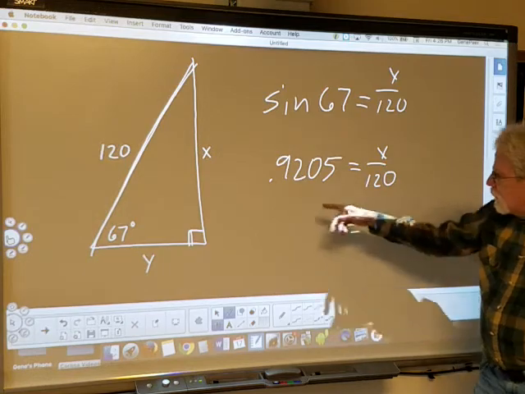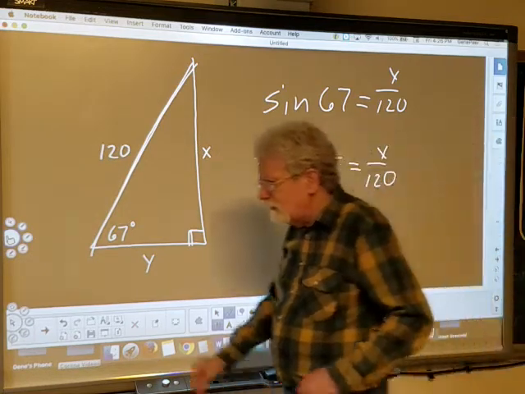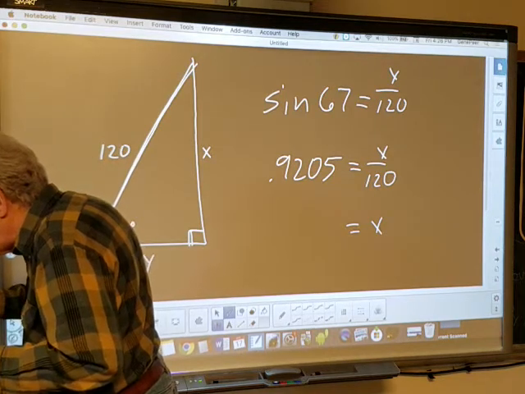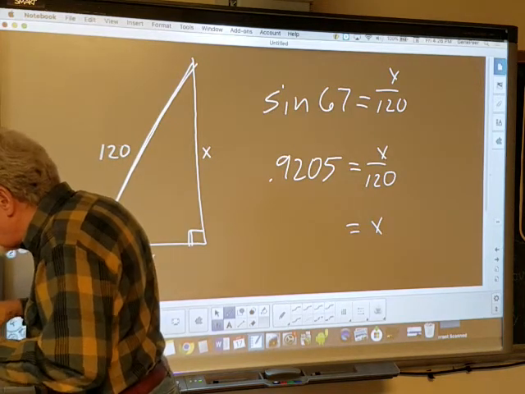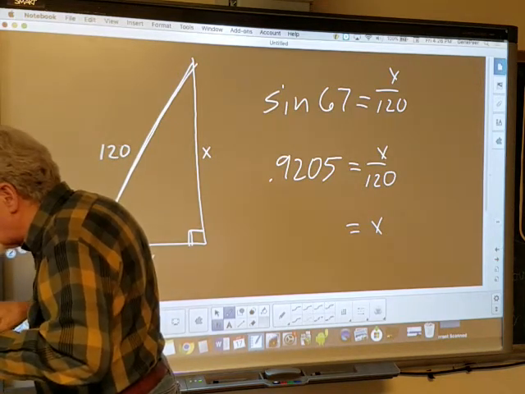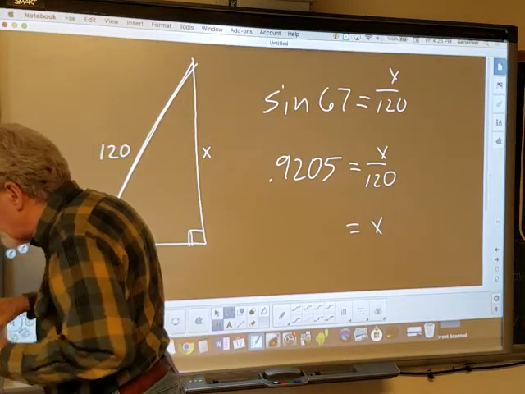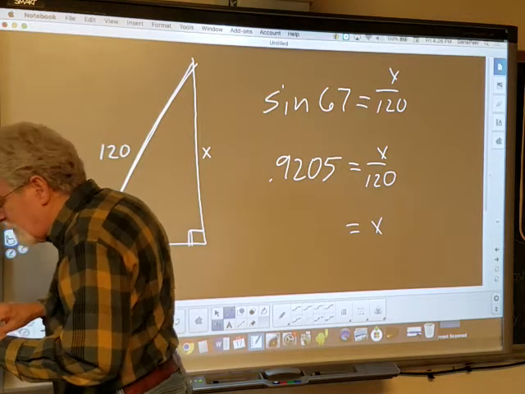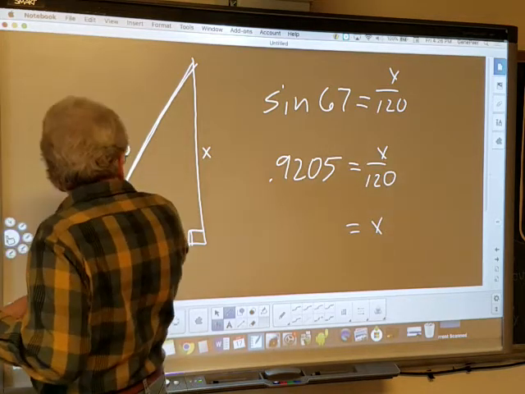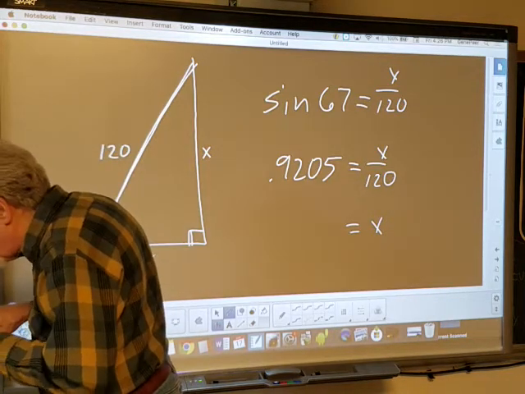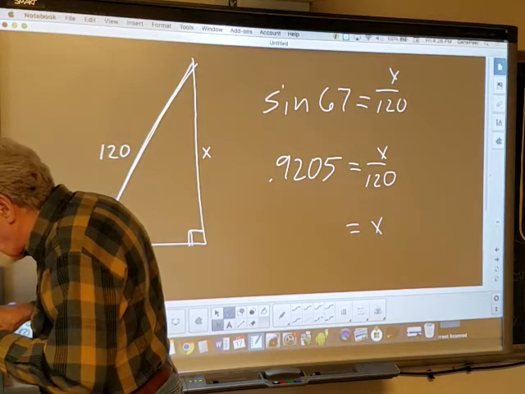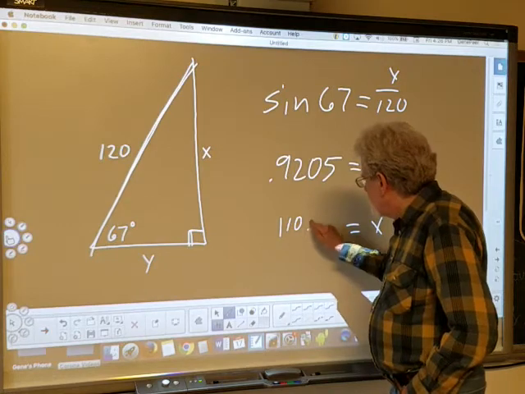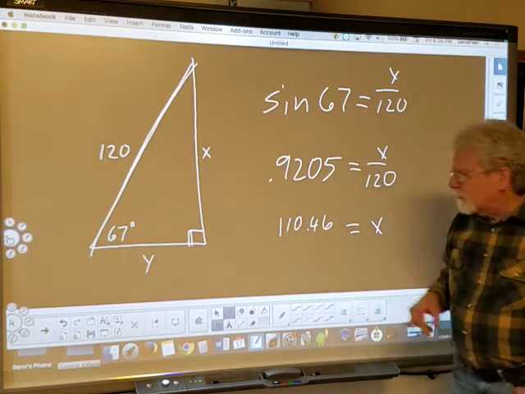x is whatever 0.9205 times 120 is, and I'm just sneaking a peek in the book because I don't want to take up all your time doing things on the calculator. Well, I thought I could do this quickly and easily. I can't find the right page. There we go. And they tell us that x ends up being about 110.46.